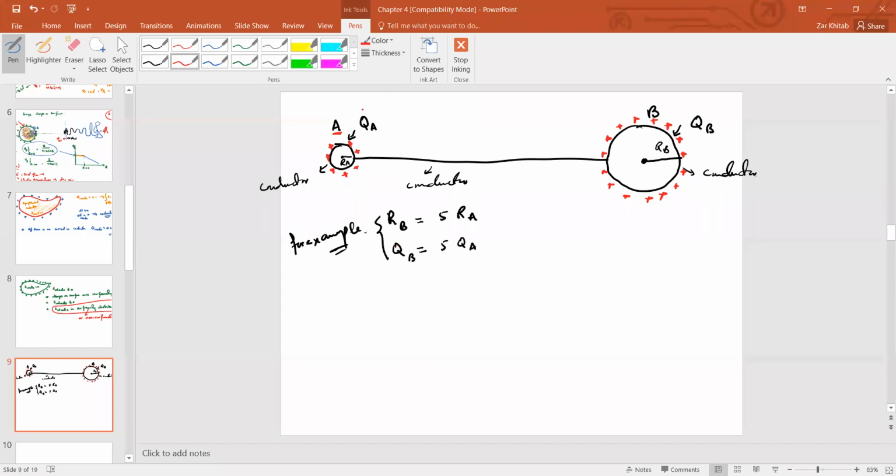Now my question is, I have connected the two structures with a metal. So what is VA and what is VB? VB is somewhere on this surface. VA is somewhere on this surface. So is VA equal to VB? Are they equal? No, sir, they're not equal. The radius is different.